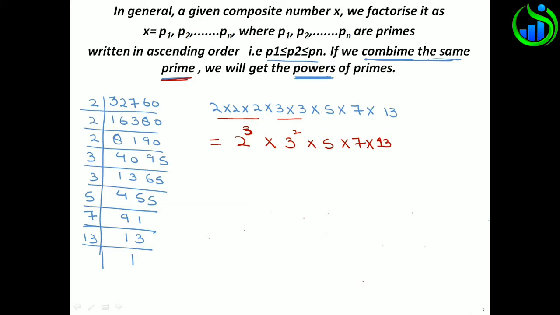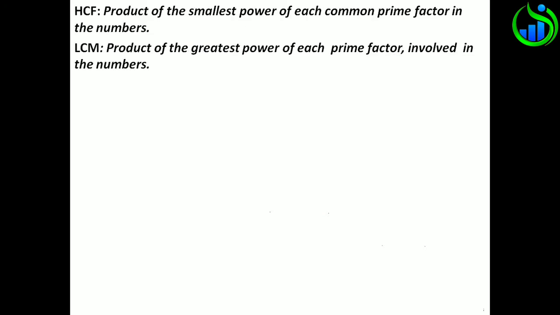The first point was to write the primes in ascending order. Then the second point was to combine them, and we will get the power of the primes. Here 2 is for 3 of the powers, and 3 is for 2, the powers of both of them. Next.